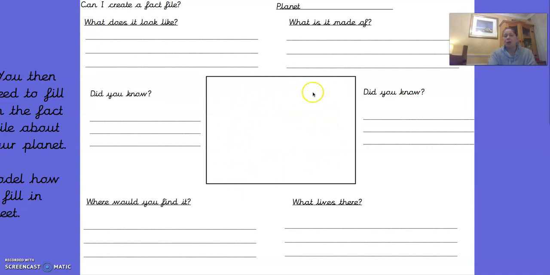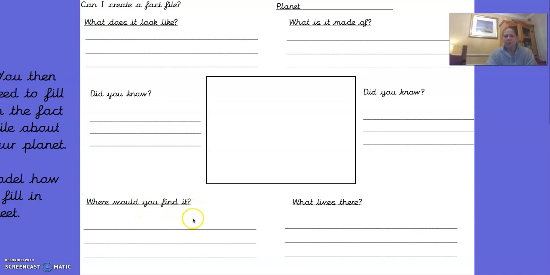Well done if you said you were going to draw your planet. Okay, so draw it. Look at the design that you've already done. Look at your collage or your painting to make sure you get the colours correct. Then the next subheading says, where would you find it?